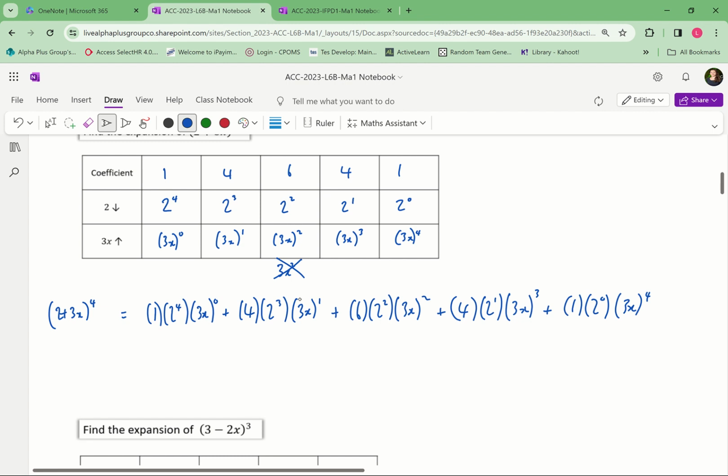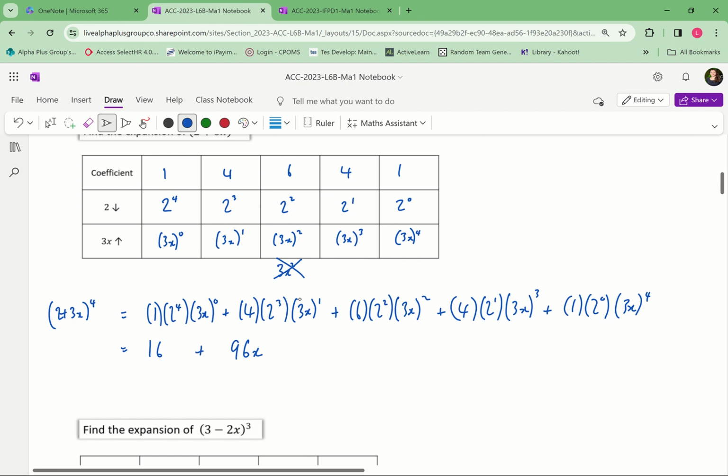Now of course once you get used to this you don't have to write it all out. For example, here I've got a 1 and a 1, 3x to the power of 0 is just 1. So I would just write out what 2 to the power of 4 is. 2 to the power of 4 is 16. Then I've got 4 times 8 times 3x. So 32 times 3 is 96. Is it 96x?